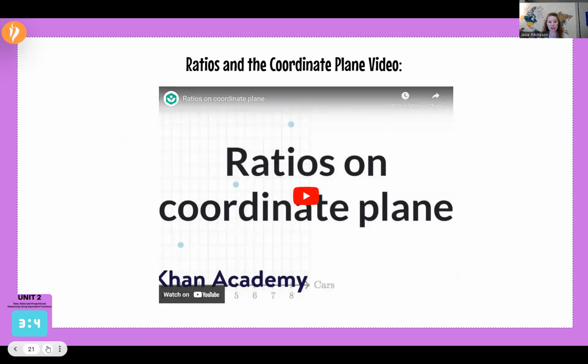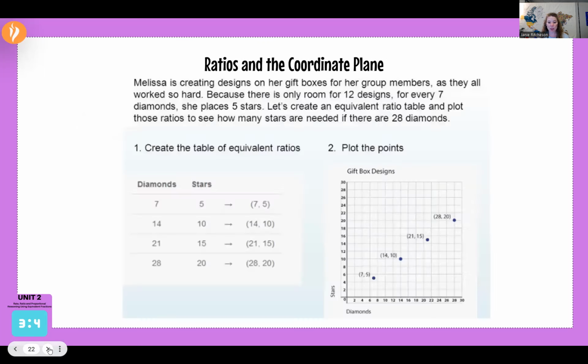All right, here's a good video that you can look at to learn a little more about graphing on a coordinate plane. We will be practicing that a little more later in the school year. Okay, here's another example of that. I want you to pause the video, read the scenario, and look at the table and the graph of the information that you find here.